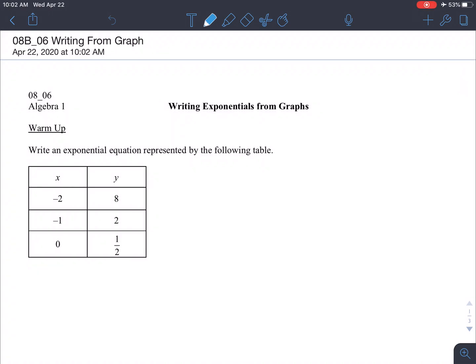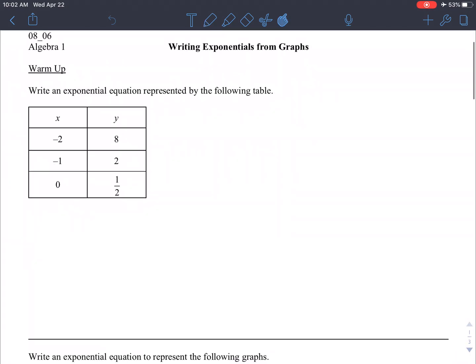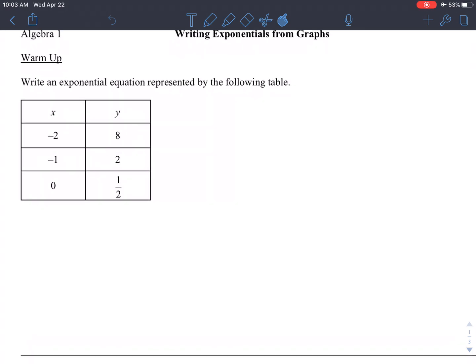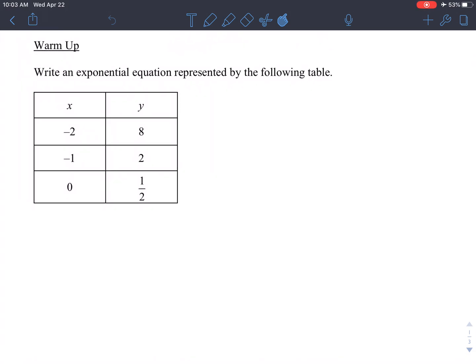Hello everyone. Today we're going to focus on writing equations of exponentials from graphs. Before we move on to graphs, we really want to make sure that we feel comfortable with tables since graphs are going to feel extremely similar. So, for our warm-up today, we're going to try to write the equation represented in this table.